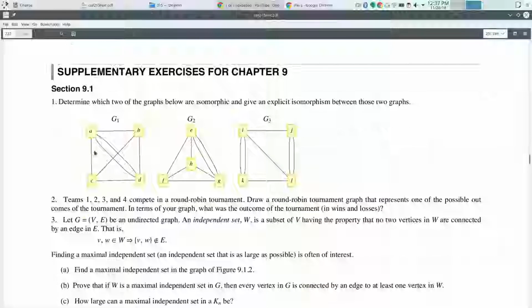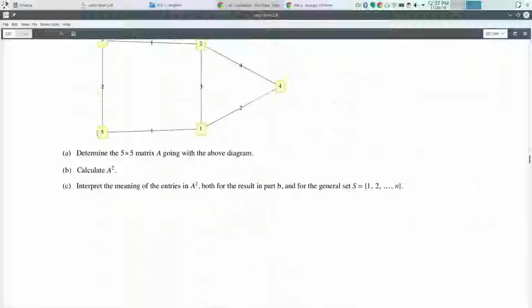Okay, to do question 1, which is looking at isomorphisms of graphs. It says give an explicit isomorphism between the graphs that are isomorphic. That means give me a bijective function from vertices to vertices. That's our definition of isomorphic: a one-to-one onto mapping from vertices here to vertices there that preserves adjacency. So do that for question 1.